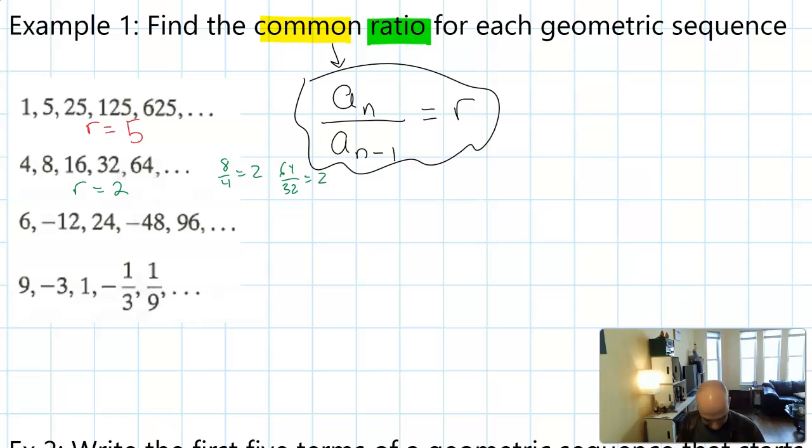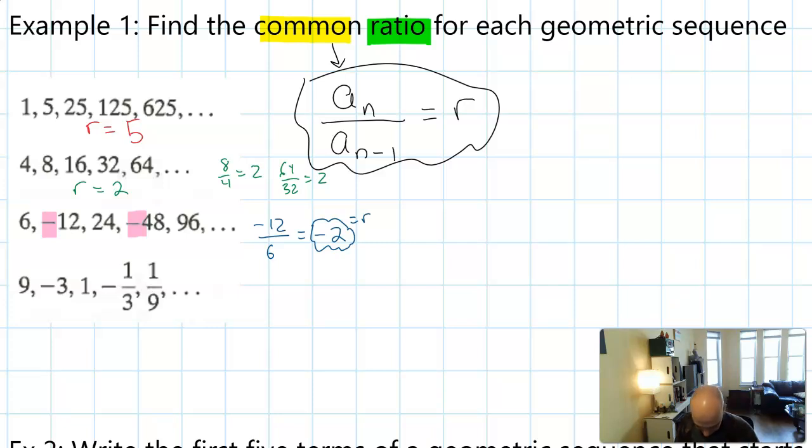Let's check the third sequence, 6 to negative 12 to 24 to negative 48 to 96. So it appears sort of like it's doubling, right? You're going up by a factor of 2, but you're switching signs every time. And we can actually do this by multiplying by a single number. It just happens to be a negative number. So let's compute the ratio just using our tool. Negative 12 over 6 is negative 2. That's going to be the ratio.